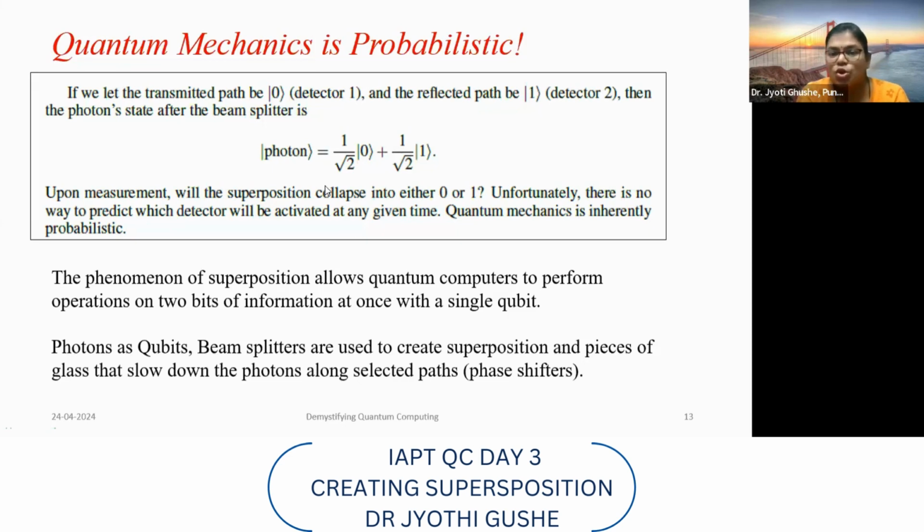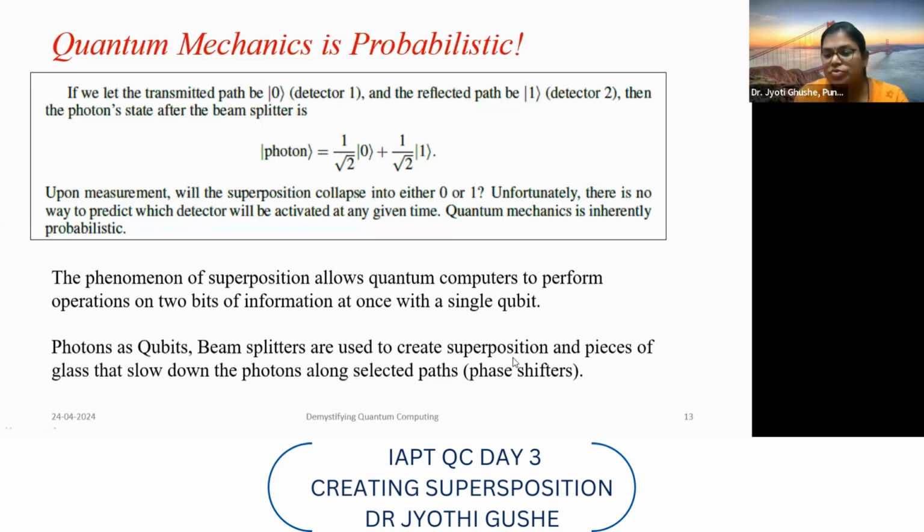So using photons as qubits, beam splitters are used to create superposition. Our topic is to create superposition. How will we get multiple states where the photon can go? So we need some device which will split the photons into 2 states, multiple states, and pieces of glass that will slow down the photons along the selected path.